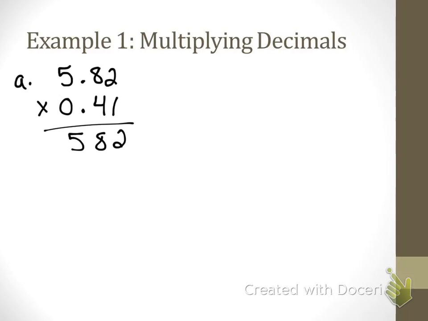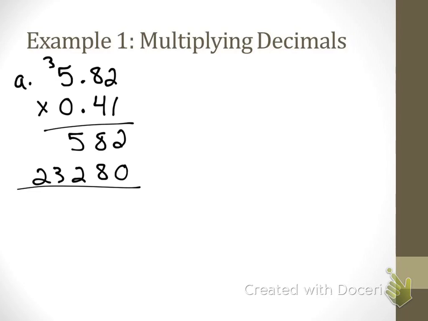Now, what needs to go in my second row? What's that first number that's going to go in that second row? Bruce? 0. A 0. Very good. Now I can multiply. 4 times 2 is 8. 4 times 8 is 32. Carry my 3. 23. And now what do I do?